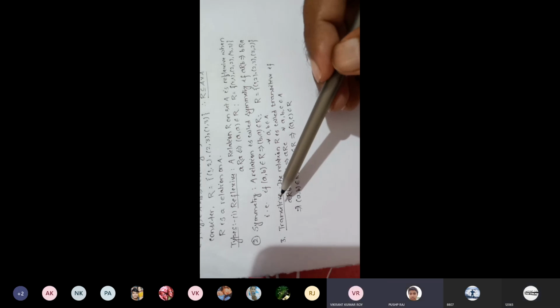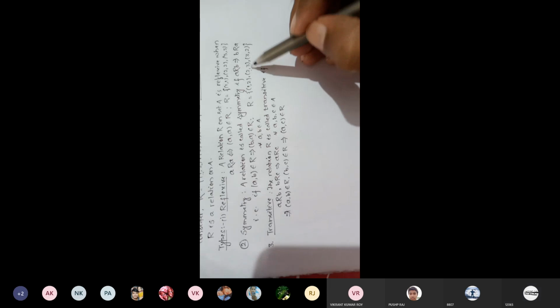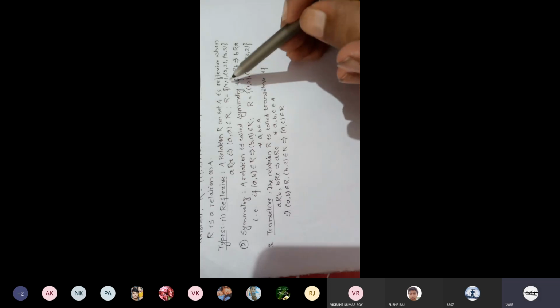Sir, in the example of symmetry, 2, 1 should also come, no sir? Symmetry. See here, 2, 3 belongs to R, 3, 2 belongs to R, so it is symmetric. I have told you 1, 2 belongs to R, but 2, 1 does not belong to R. It does not mean that it is not symmetric. Any one should be there. But in reflexive, all of them: 1, 2, 3, and after this if there were 4, then 4 should also belong to R for reflexive.